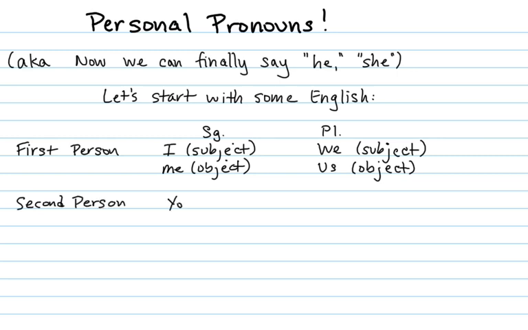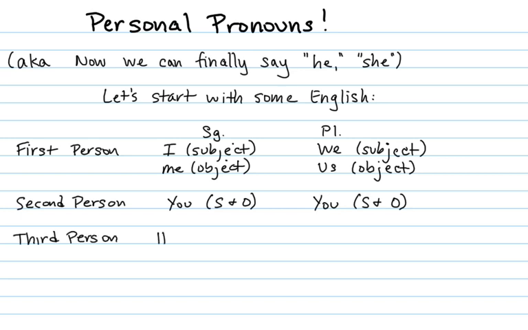The second person is the same form for the subject and object, singular and plural. You like cookies, cookies like you. If you really want to distinguish between singular and plural, you can put in something like you all. You all like cookies, cookies like y'all.